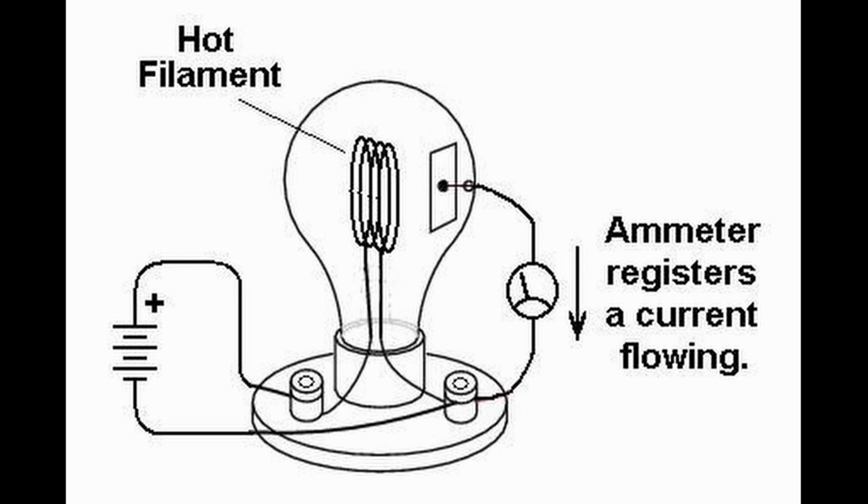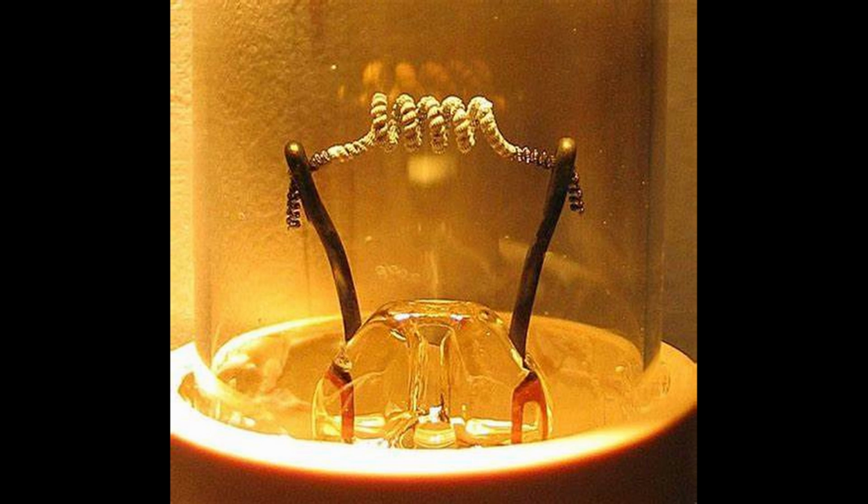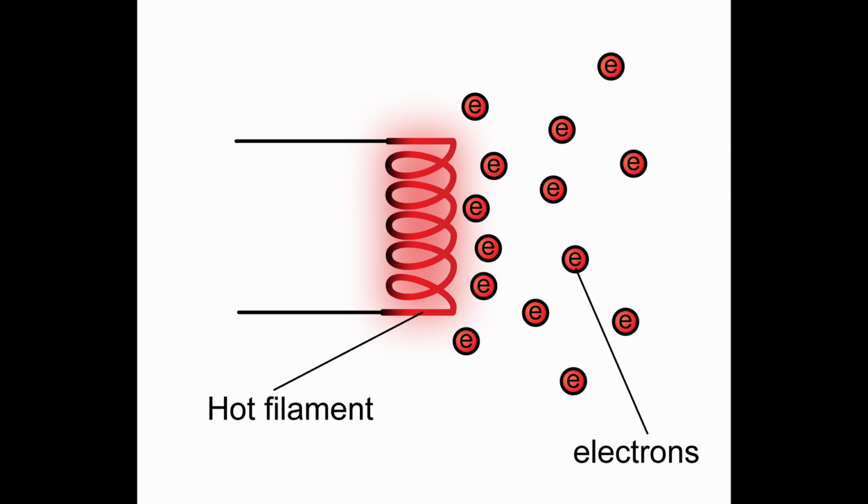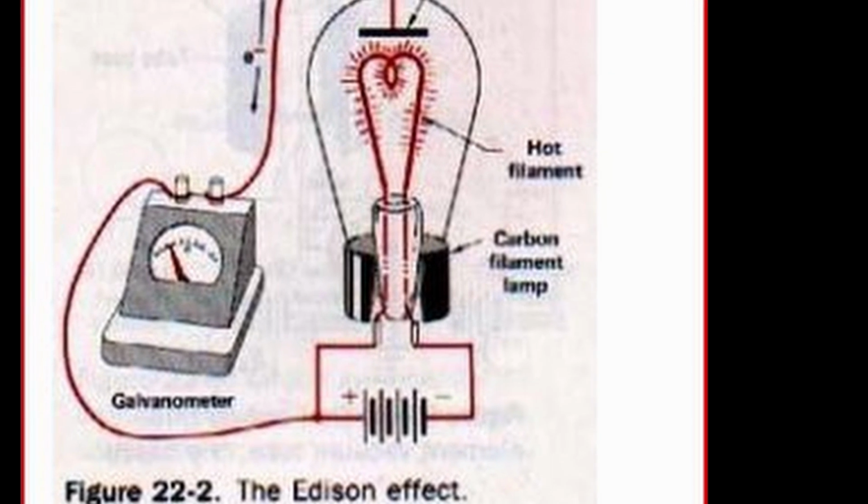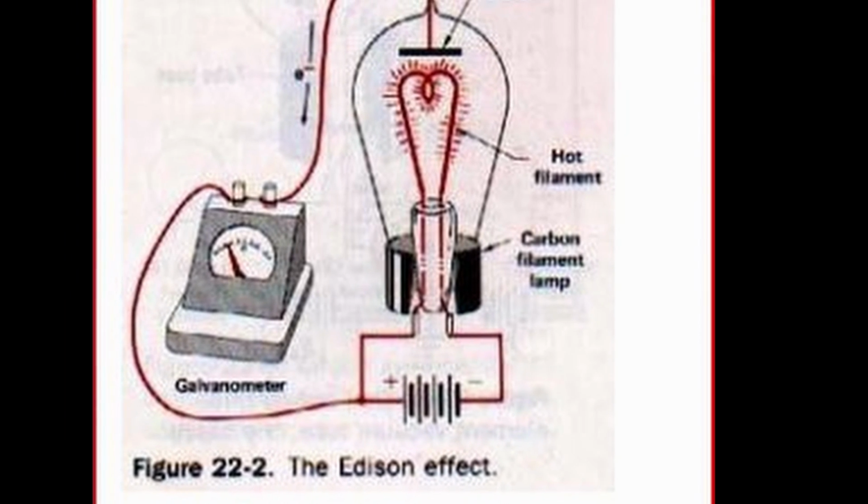How did the current flow in the air from the filament of the bulb to the plate? This was something new to Edison, and he published his findings. This was later called the Edison effect.